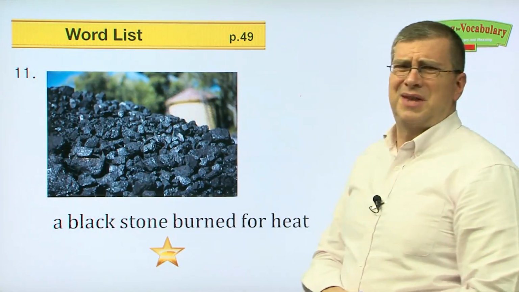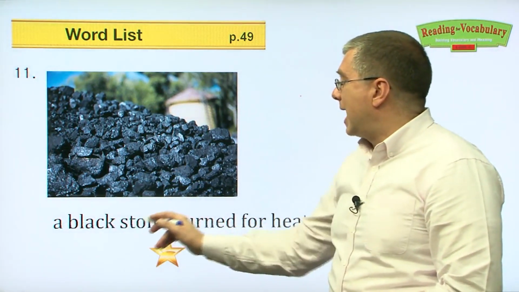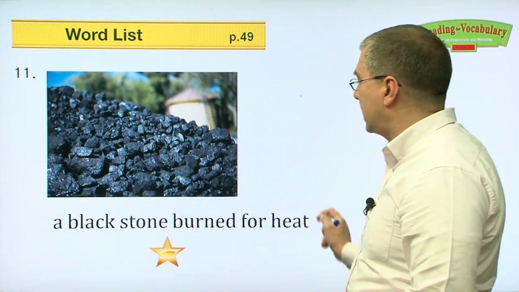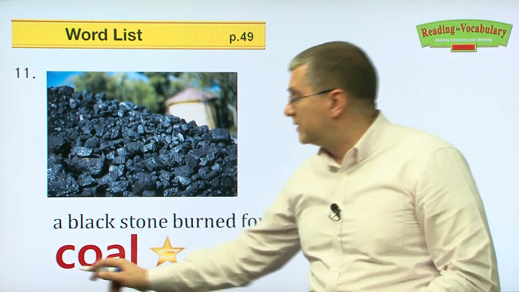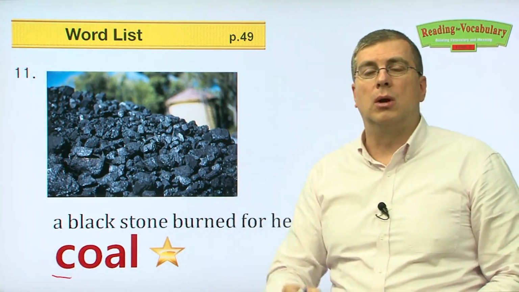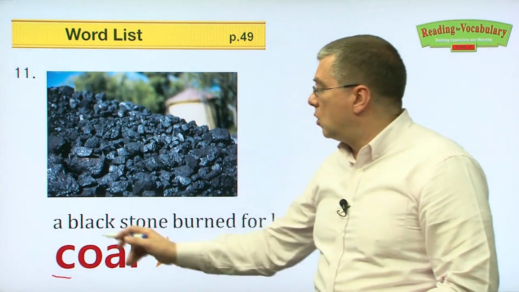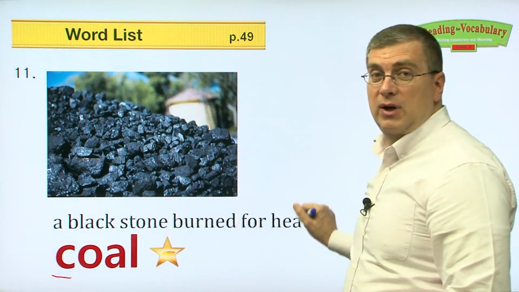11. Ooh, what's that? Doesn't look very pretty, but it's very important. A black stone burned for heat. What do we call it? We call it coal. C is a hard K sound. Coal. Coal is a black stone, like we see in this picture, and we burn it for heat.